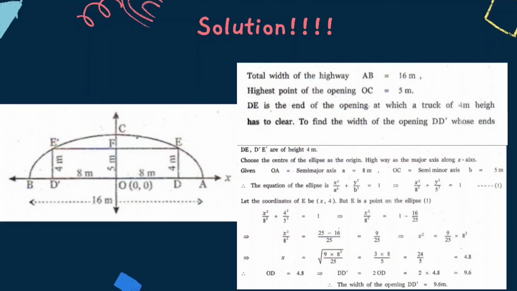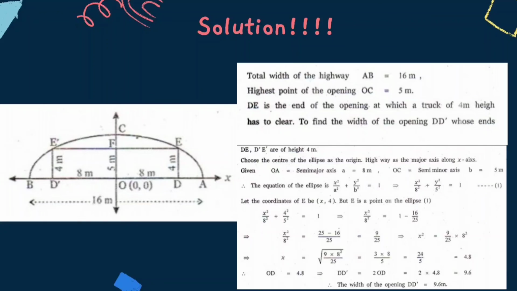And now we substitute the semi-major axis small a and semi-minor axis small b into the equation, and we got x squared over 8 squared plus y squared over 5 squared equals 1, and that is the first equation. So then we let the coordinates of E be (x, 4) and E is a point on the ellipse. So we just do the calculation using the equation given to make x the subject. So here is the equation. So here is the calculation.